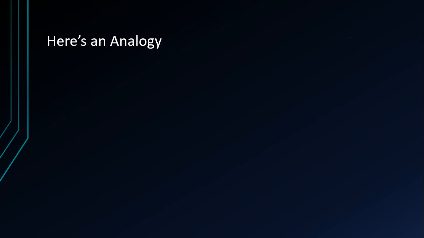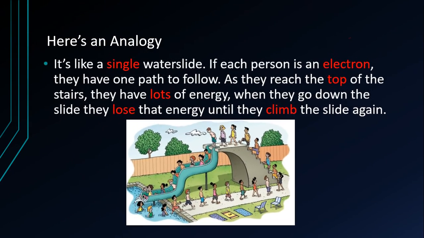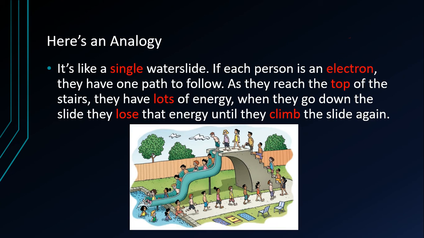Okay, so here's an analogy I like to help make sense of things. It's kind of like a single water slide. If each person is an electron, they have one path to follow. As they reach the top of the stairs, they have lots of energy, and when they go down the slide, they lose that energy until they climb the slide again.